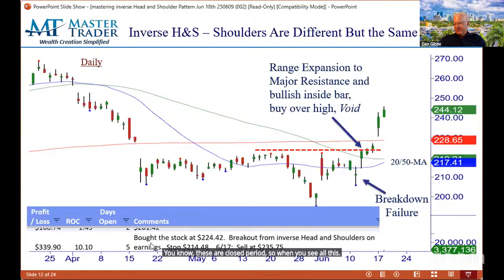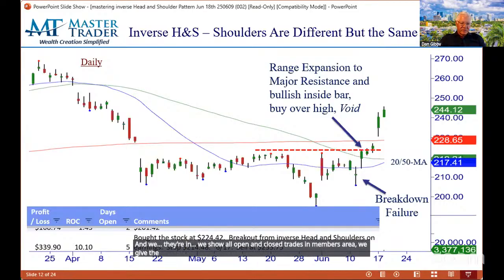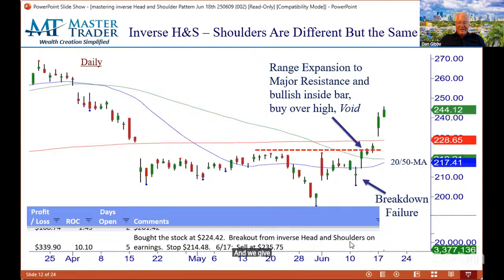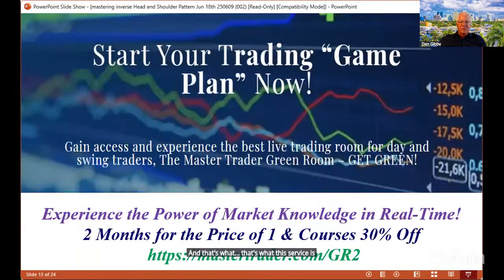And we show all open and closed trades in the members area. We give obviously the date, the symbol, the stock or option trade, and we give the technical setup and trade management. So this one we held for 5 days, sold in the strength. And that's what this service is, swing trading, holding things 2 to 10 days.